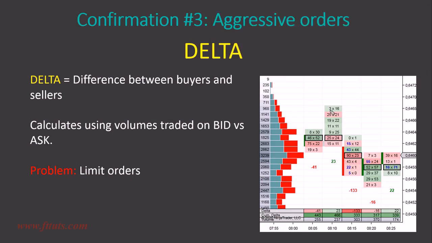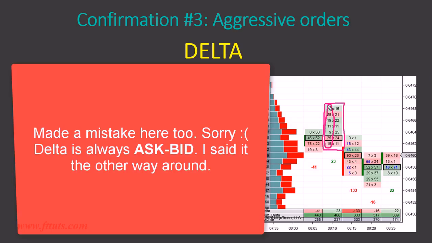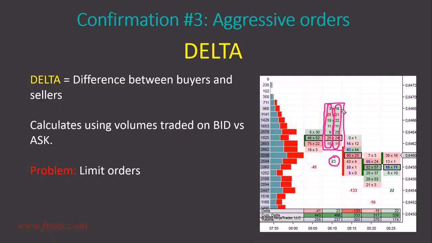But delta is always calculated for the whole footprint. So all those numbers, sum of those numbers minus sum of those numbers. In this case, there are more volumes traded on the ask, which is in here, which indicates more aggressive buyers and slightly positive delta.